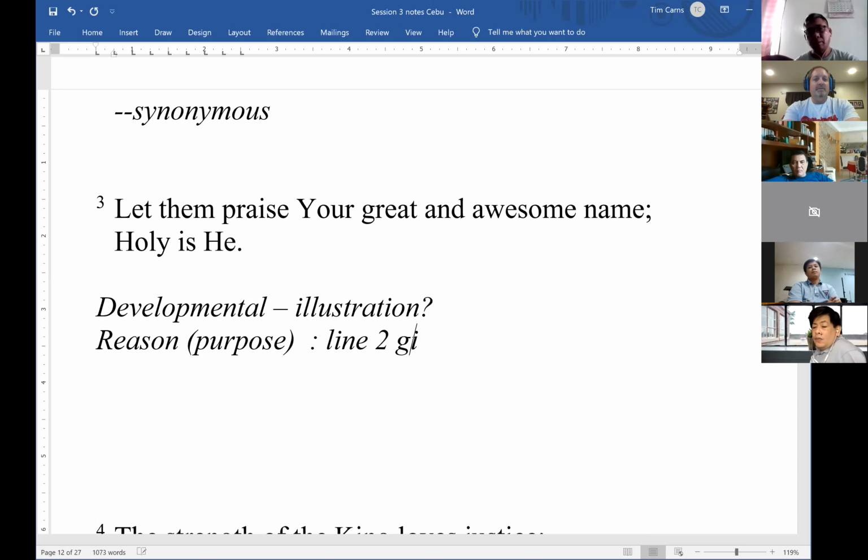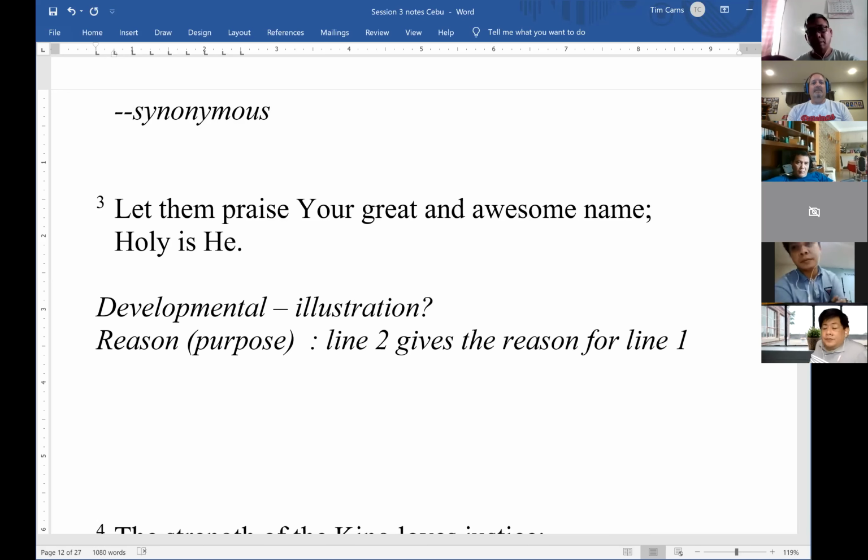Yeah. Line 2 gives the reason for line 1, doesn't it? Clearly, it's not synonymous, right? We don't have, let them sing to your great name. It's a different statement being made, but in parallelism we're trying to understand what the connection is between these two statements. We know in Hebrew poetry that the poets write in each verse one or two or three or four lines, and those lines are intended to be connected in some way. And so here we see the connection is not a synonymous or contrastive parallelism. So what's the connection? Line 2 seems to be giving the reason for line 1. Why should we let them praise your great and awesome name? Because He's holy.